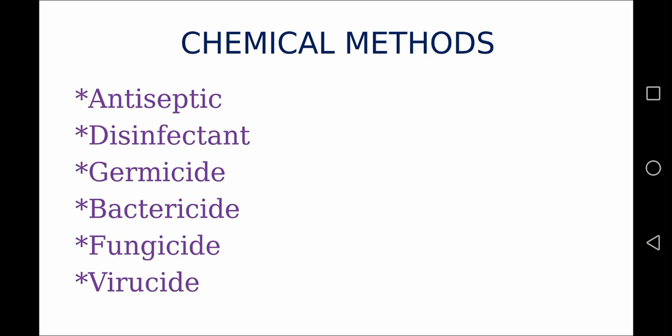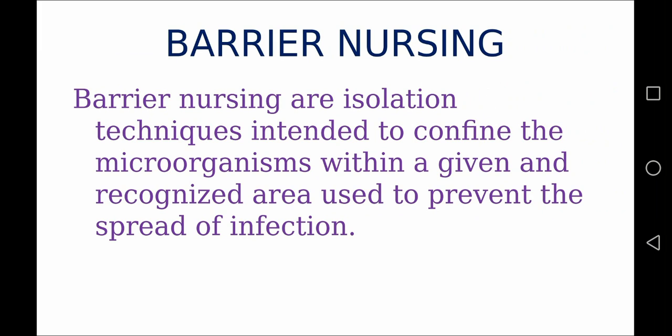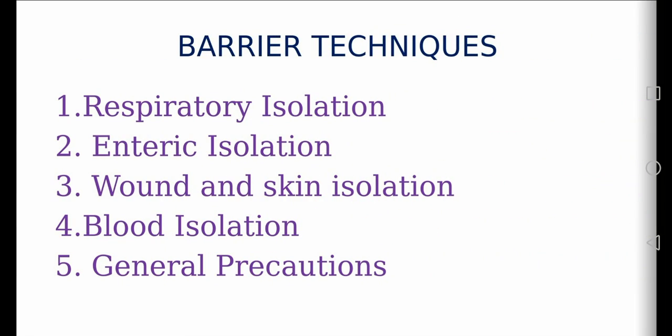Next we can see barrier nursing. Barrier nursing may be considered as a nursing discipline where one would use special gloves, masks, gowns to prevent the contact between sources of infection when treating critically ill patients and other highly contagious conditions and sepsis. Next we can see the barrier techniques or isolation techniques one by one.